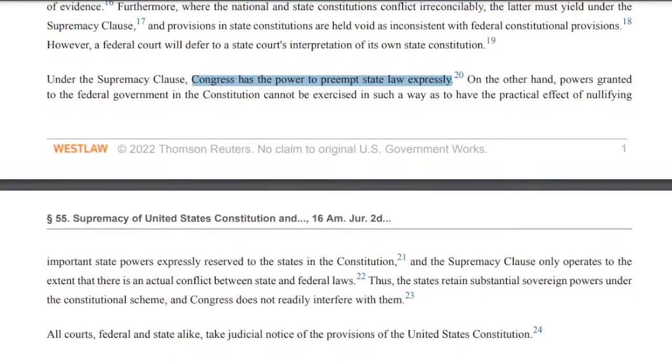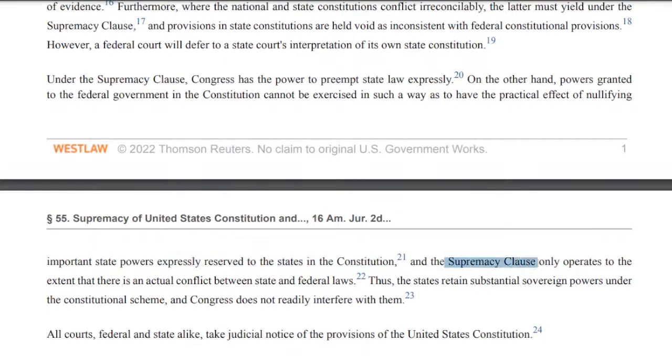However, the powers granted to the federal government cannot be exercised in such a way as to have the practical effect of nullifying. So if a law is passed to keep perhaps state laws in compliance or in conformity with our Constitution, it cannot be shown to have a practical effect of nullifying important state powers that are also reserved to the states in the Constitution.